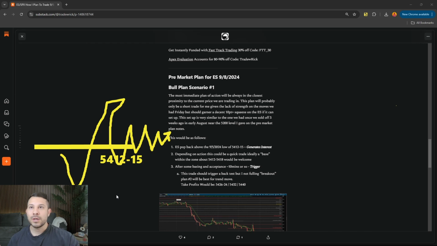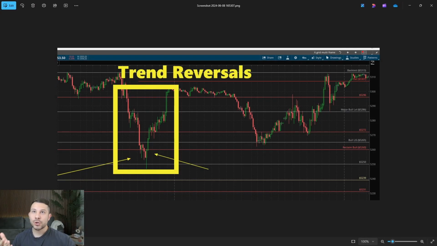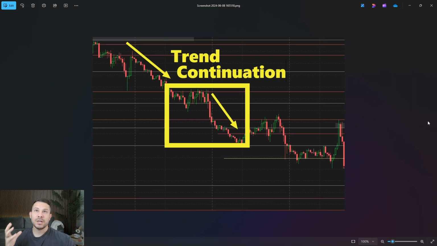And that can be true for the opposite, on the downside. This trade should trigger a backtest, but not a full breakout. In other words, my expectation is just that price will come back to the prior last high, but not break out. Okay, and then plan number 2 would constitute a trend continuation trade. The first one is a reversal trade, plan number 1, that we're discussing here. In the second part of the plan, we're going to be discussing a trend continuation trade, and this has structurally different criteria than a reversal trade.